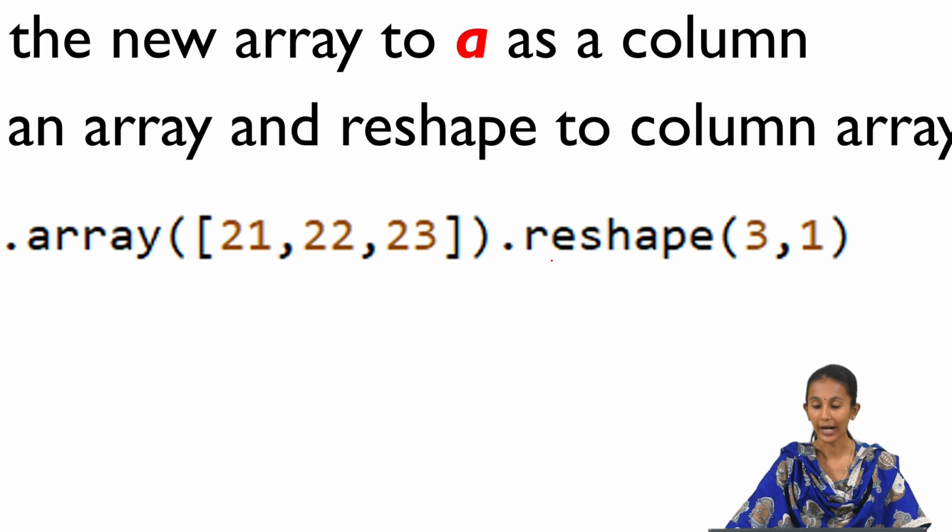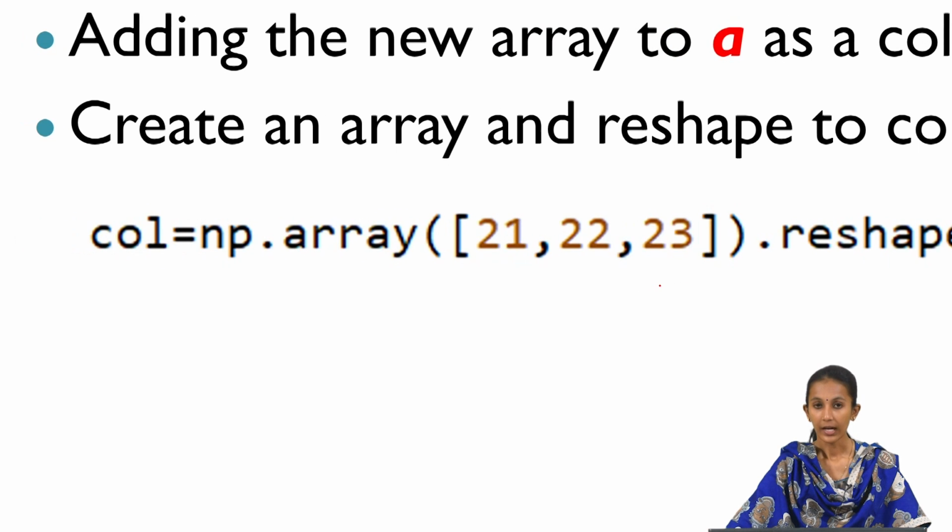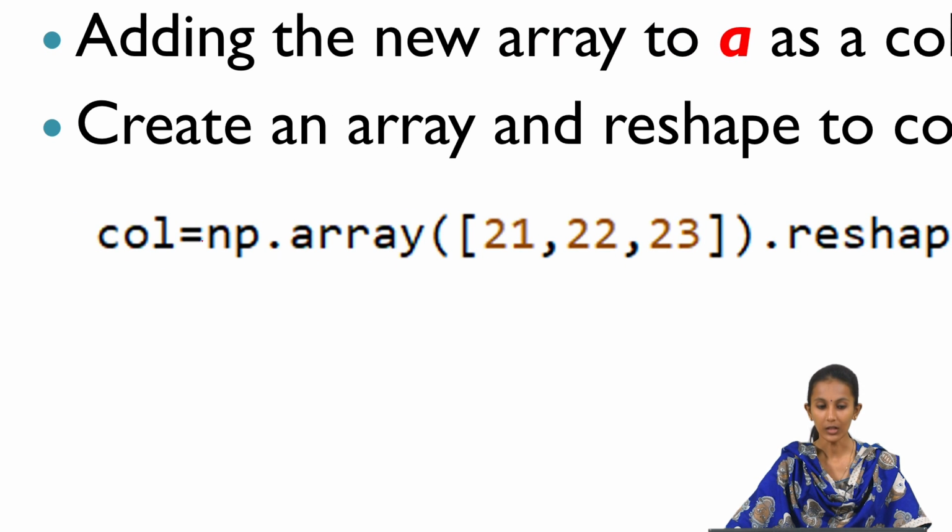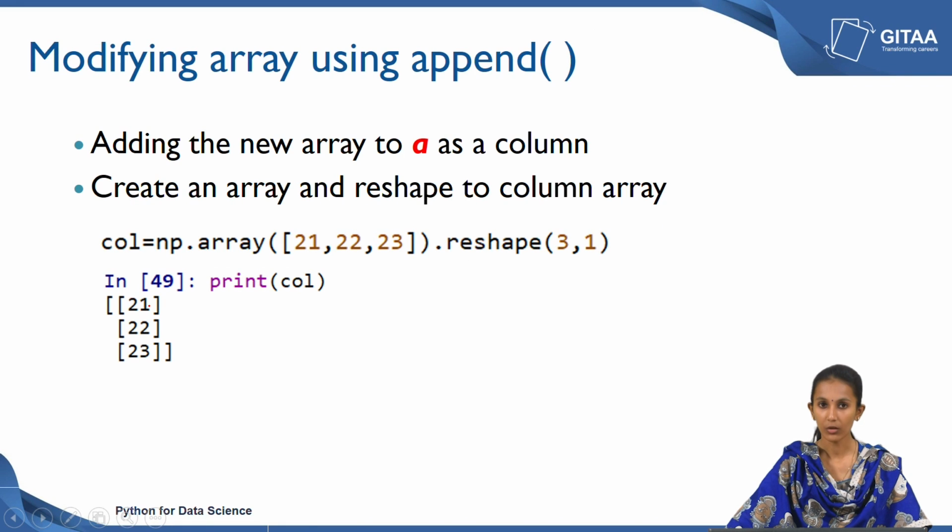So, we wanted to add along the column wise, then we need to have values of 3 rows and 1 column, right. So, I am creating a new array and storing it in a variable called COL. When you print COL, the array values will be 21, 22 and 23. So, we will add this array to the existing array called A.